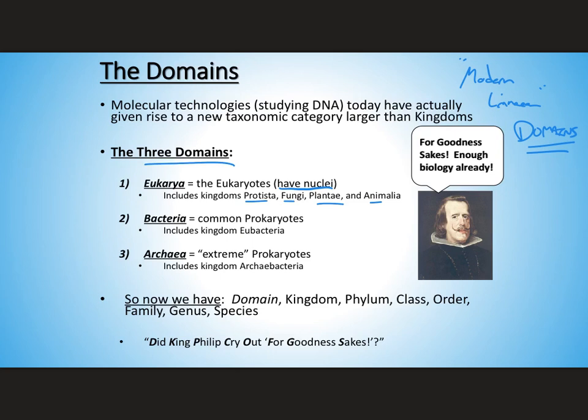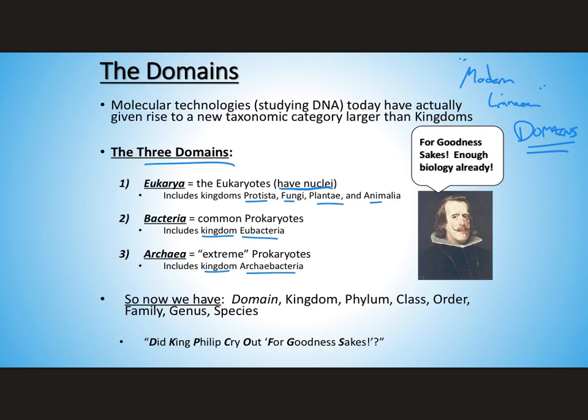Second domain is referred to as the bacteria. These are your more common prokaryotes. And essentially that is the kingdom eubacteria. And then the third domain is called archaea. And again, these are the extremophiles, or the extreme prokaryotes. So this is essentially the kingdom archaebacteria.